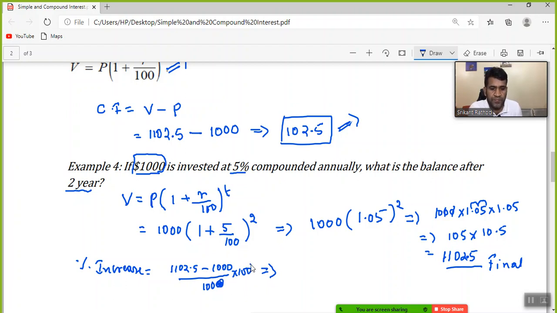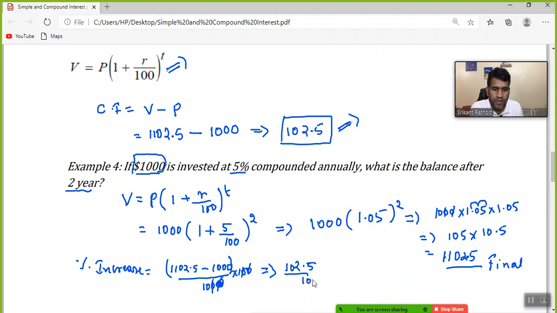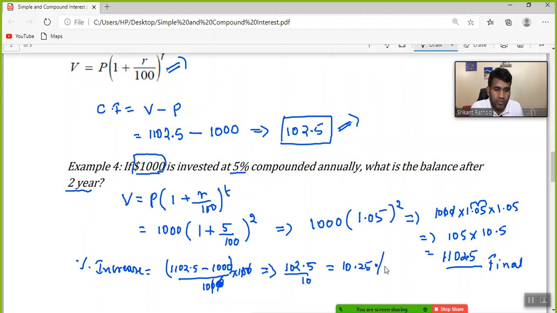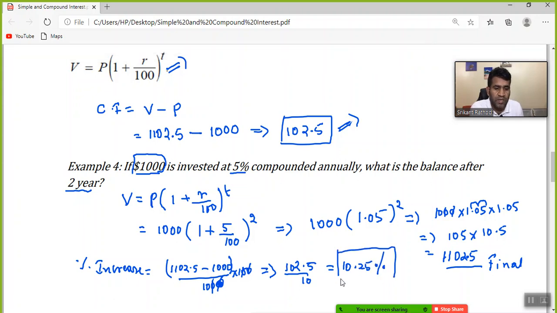If you simplify this, in the bracket the 0 and 0 get cancelled out, and we get 1102.5 minus 1000, which is 102.5, divided by 10. So we are getting 10.25%. That is, my initial amount increased by 10.25% in a period of 2 years. So that is 10.25% as the annual compound interest for the period of 2 years. This is how you can calculate it, but it is quite long.